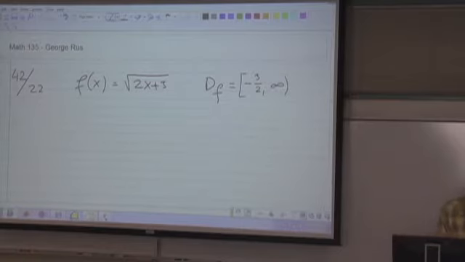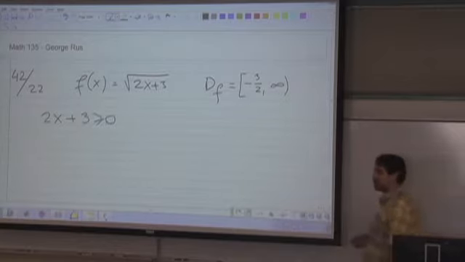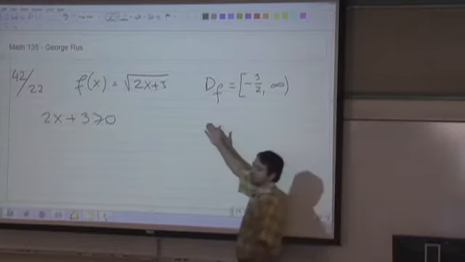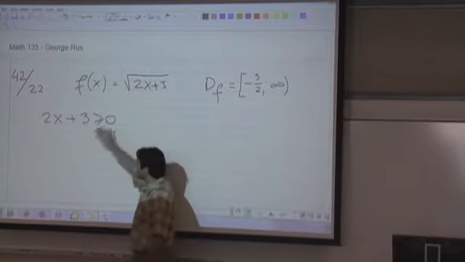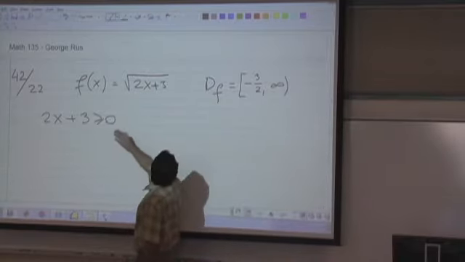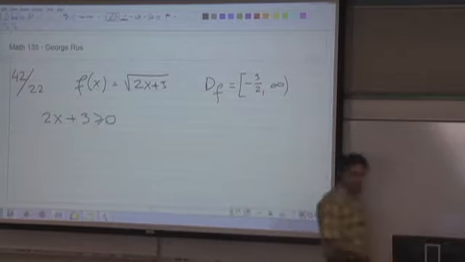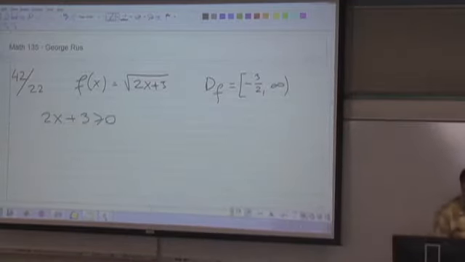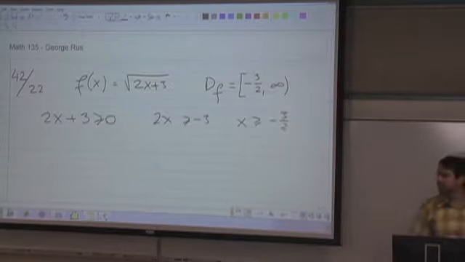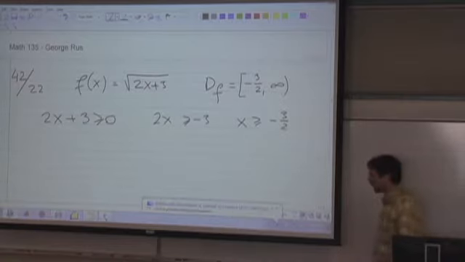Well, think about what you have. You have 2x plus 3. This is exactly what I was talking about last time. You don't have to really just look at it and try and get the answer. The whole point is you can't have negative numbers under the square root. So what do we do? Well, we just write it out. So I have 2x plus 3 bigger than or equal to 0. And now all I have to do is just basically solve for x. So I'll have 2x bigger than or equal to negative 3, which means x is bigger than or equal to negative 3/2. Does that make sense?